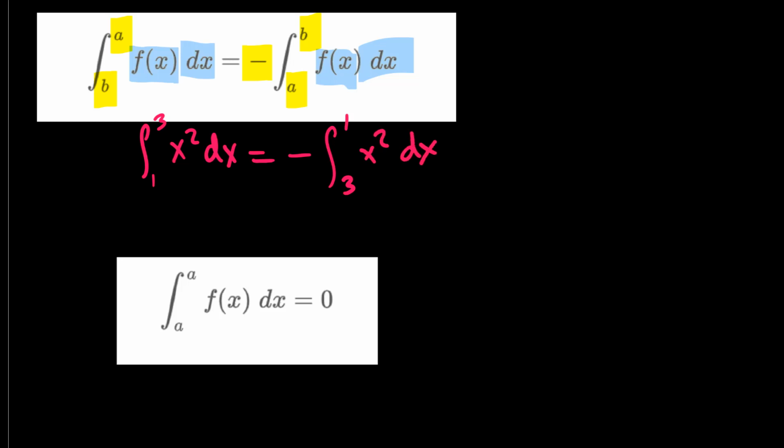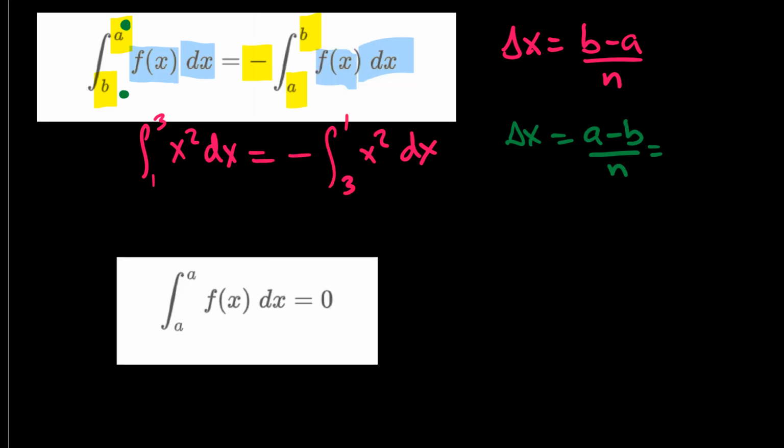And this is going to come from the idea that the change in x is equal to b minus a over n. But if you were to turn that around and go from b to a, like that one there, then our change in x would actually be a minus b over n. And if you factor out the negative, you find out it's just the opposite of what we just found. And that's why the sign changes.